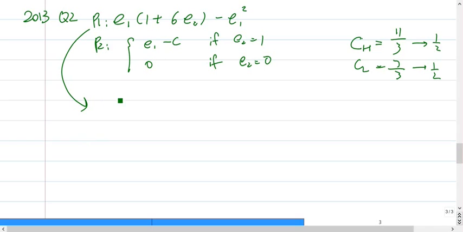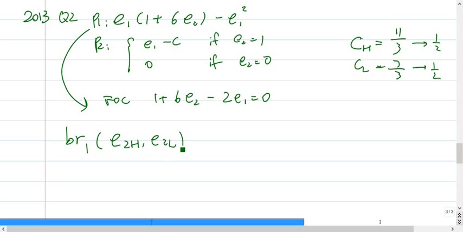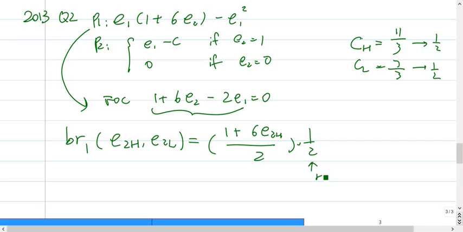It's a continuous action thing, so we take the derivative, first order condition, which gives you E2 minus 2E1 is equal to 0, so we have our best response function. For the first player, given there are two types of the second player, I should probably write it like how we usually write it. So I'm best responding to two people because there are two types of the second player. So I am responding as if I'm facing two opponents. And the best response is given by solving this thing: 1 plus 6 E2H over 2 times the probability of meeting the high type, plus 1 plus 6 E2L over 2 times the probability of meeting the low type.